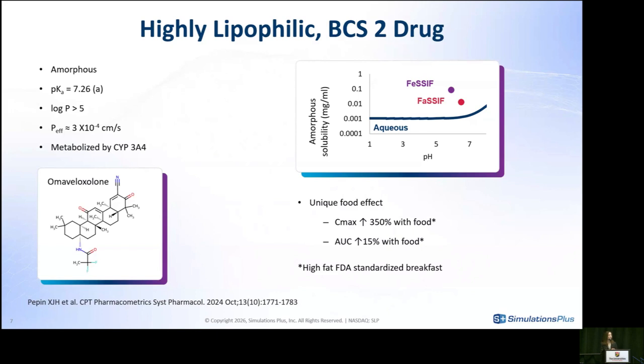So the 150 milligram dose has a 350% increase in Cmax with a high-fat meal. However, the AUC only increases by about 15%. And this is unusual because normally we would see a similar percent increase in both the AUC and Cmax for drugs like this.